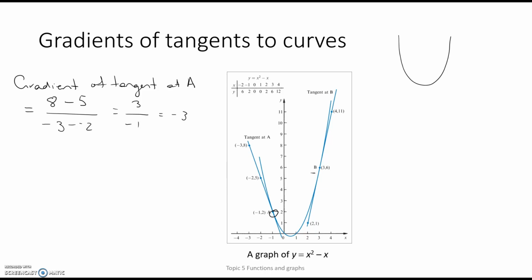Let's look at the slope at B. So the gradient of the curve, which is the gradient of the tangent, at B is, now let's look, we've got the point 4, 11, and the point 2, 1. It goes through 3, 6 as well. So let's take the first points as these ones here. So it would be 11 minus 1 over 4 minus 2. So that's 10 over 2, which is 5, and it's positive, which fits because the slope is going bottom left, top right.